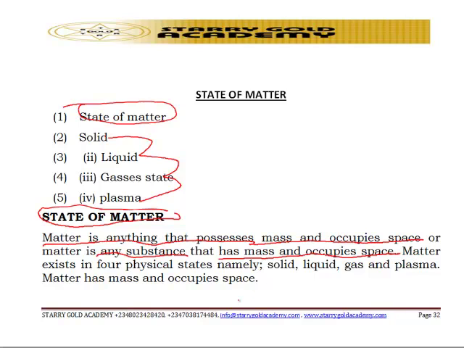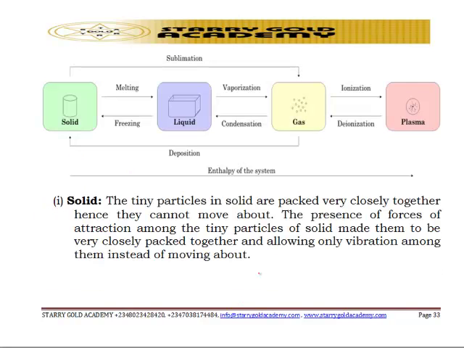Or we can say matter is any substance that has mass and occupies space. Now, matter exists in four physical states. These physical states, we're going to discuss them. We have the solid, the liquid, the gas, and the plasma state. Note, matter has mass and occupies space. And these are the states of matter.